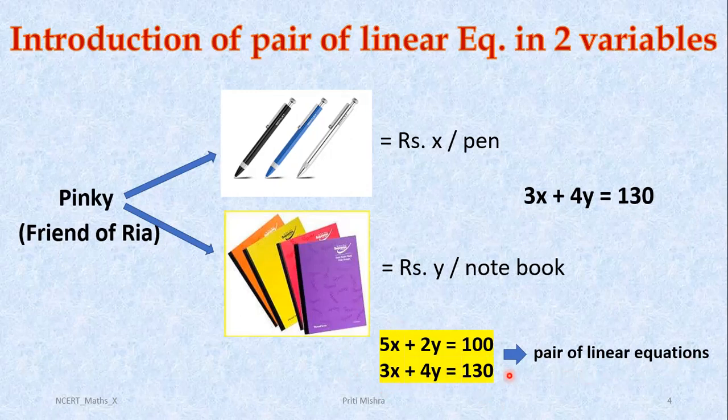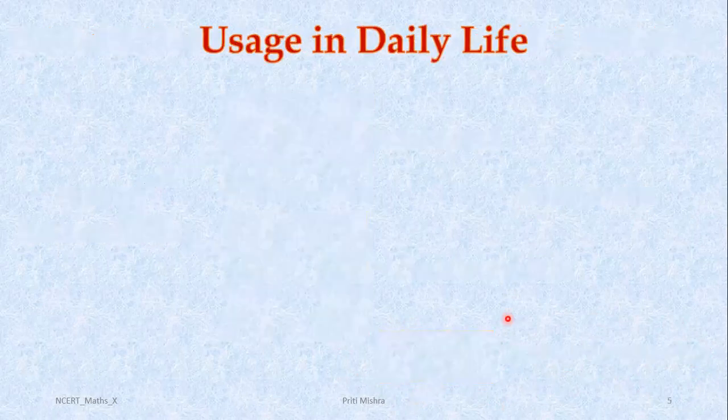That's why this is known as pair of linear equations, and we can have a solution of these variables X and Y. We are having many methods to find out these solutions. Just by knowing these pair of linear equations, anyone can find out the solution. So these are the pair of linear equations.